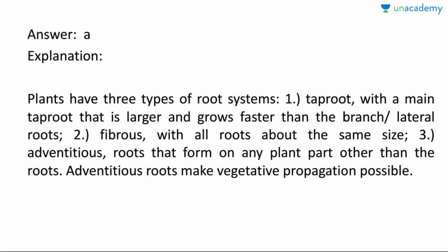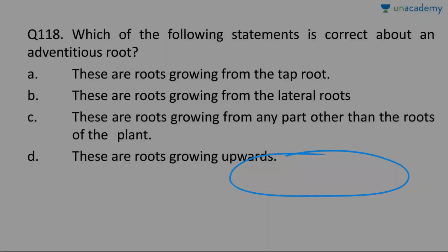So plants have three types of root system. One is taproot, where there is one main root and then there are small branches. Okay, taproot has a main taproot which is larger and grows faster than the branch or the lateral roots. Fibrous is with all the roots about the same size, and third is adventitious roots, roots that form on any plant part other than the roots, and adventitious roots make vegetative propagation possible.